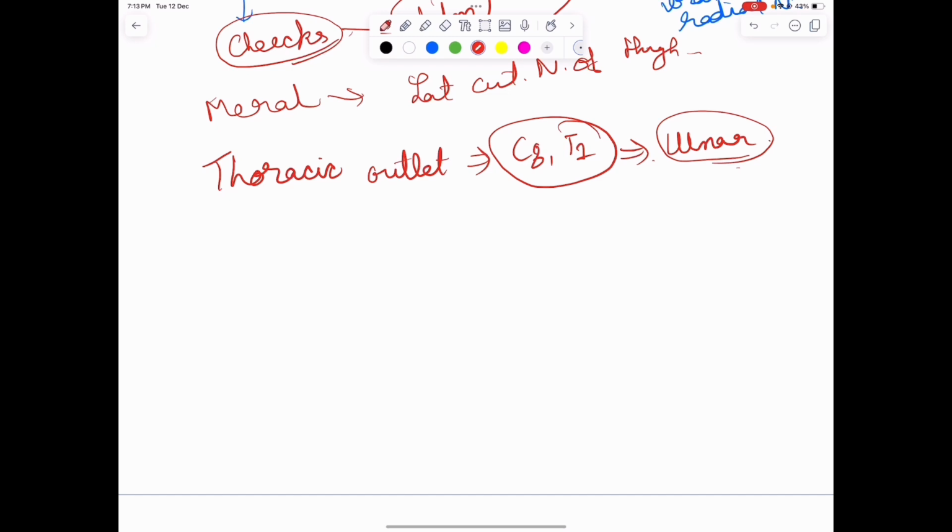And last but not the least, we have tarsal tunnel. Now tarsal tunnel, that is the posterior tibial nerve.